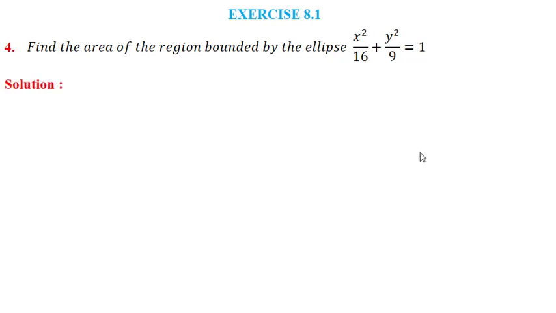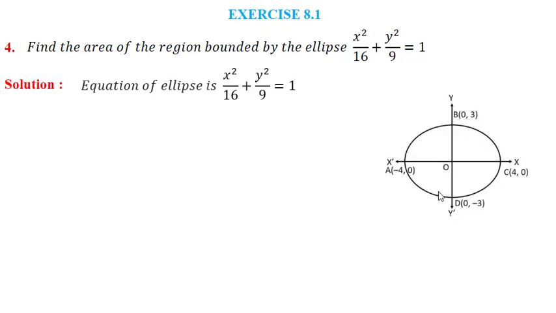So what we do? We first draw this ellipse. So this is our ellipse. For this, first we put value of y is 0. So we get x is equals to plus or minus 4, and then we put x is equals to 0. We get y is equals to plus or minus 3. So I will get points on x-axis and y-axis and I will join them with a smooth curve.